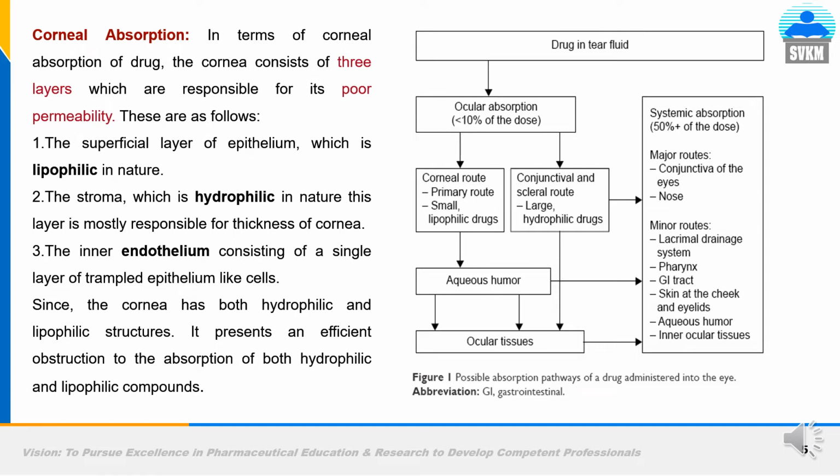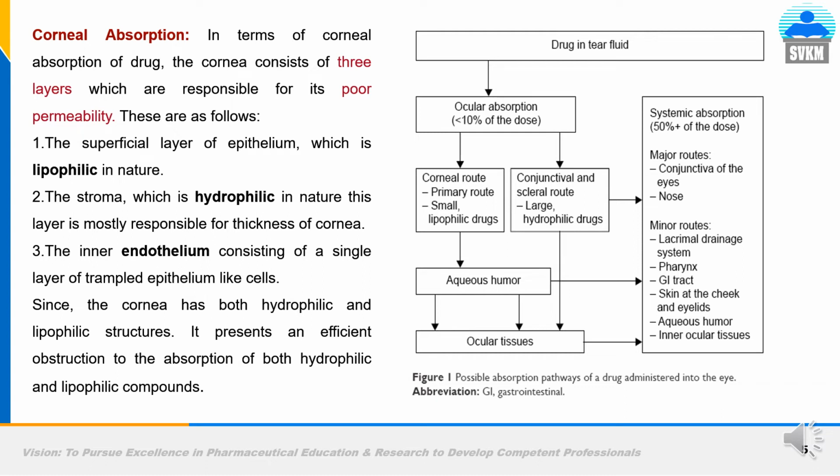First is the superficial layer of the epithelium, which is lipophilic. The middle layer is the stroma, which is hydrophilic in nature, and this is the layer responsible for the thickness of the cornea. The third layer is the inner endothelium, consisting of a single layer of squamous epithelium-like cells. You can see in these three layers, the upper one is lipophilic, then hydrophilic, then again lipophilic. It is like a fat, water, fat type of layer. So this will obstruct both types of drug, hydrophilic and lipophilic, from crossing efficiently across the cornea.